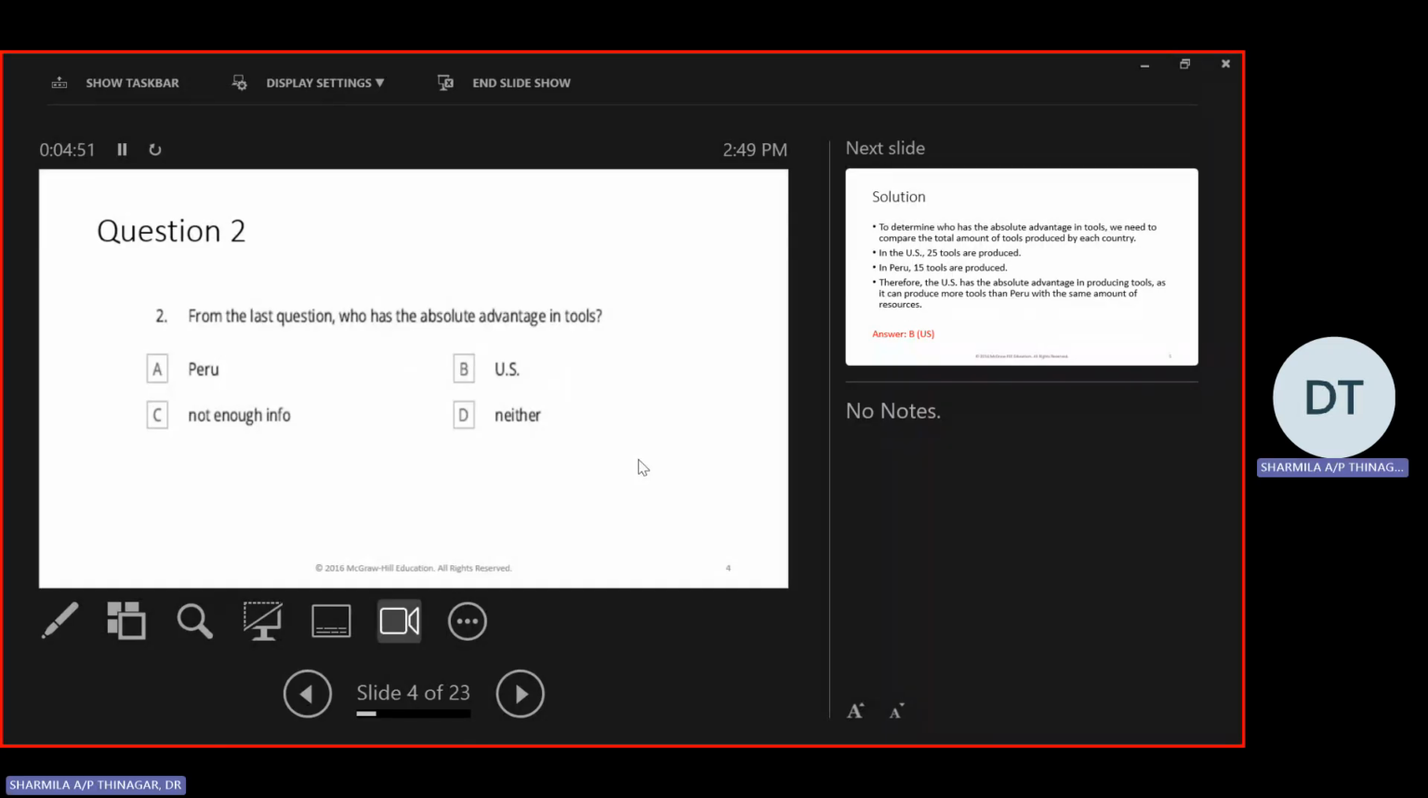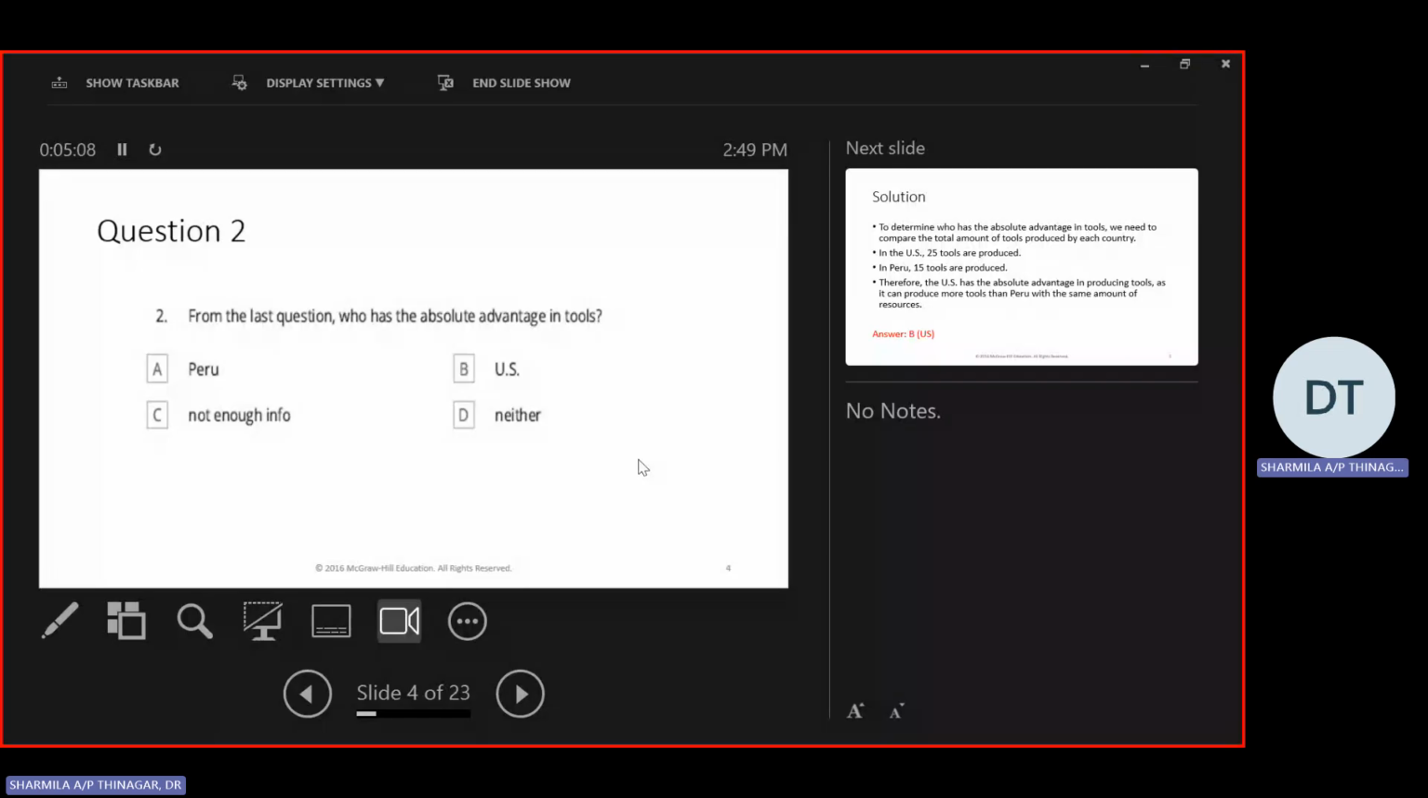Yeah. How many of you say it's A? Okay. How many of you say it's B? How many of you say it's C? One. How many of you say it's D? Okay. So the answer will be B.